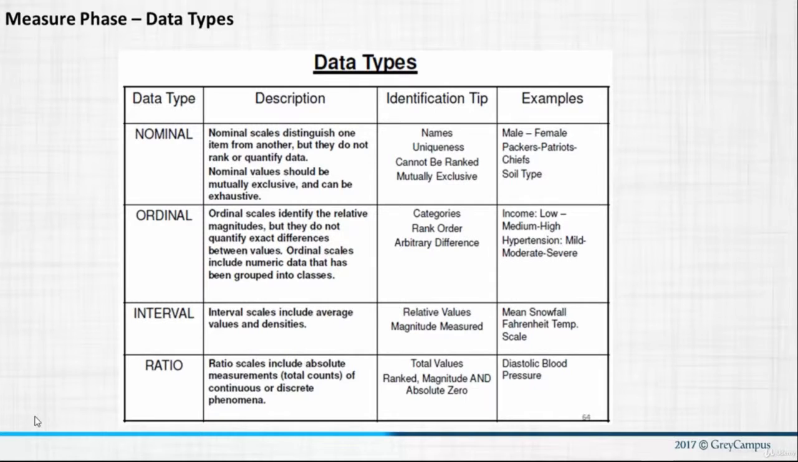Interval data has some sort of relative value. There's a magnitude that we're measuring. And ratio data has a proportion there. There's a ratio scale that we're using.